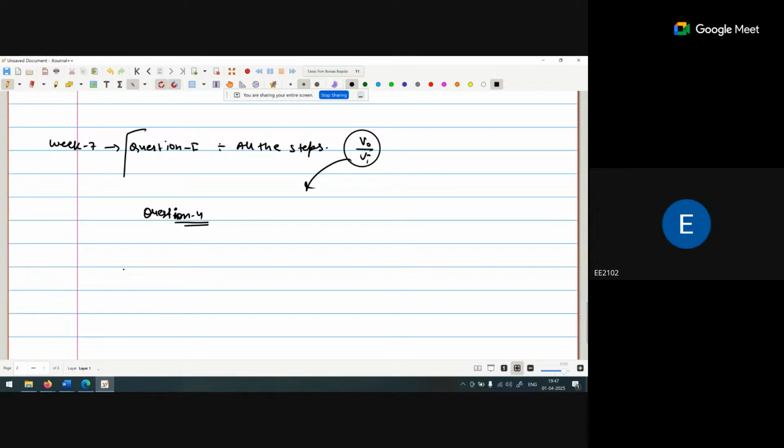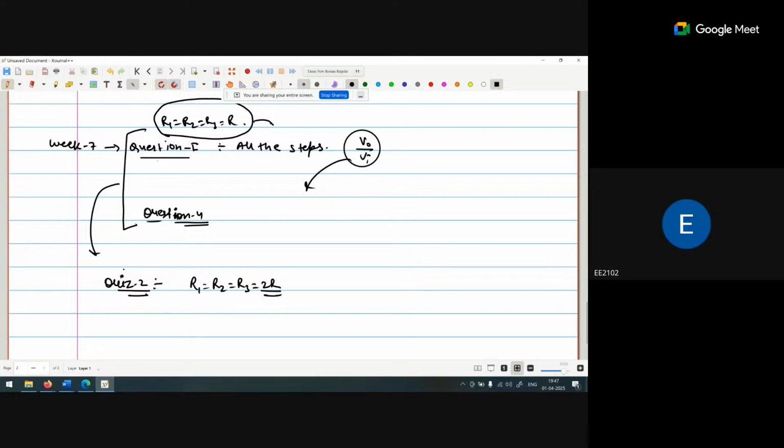Now, if we are talking about the quiz 2 part, in week 7, question number 1 to question number 4, we are taking R1 equal to R2 equal to R3 equal to R. We solve questions 1 to 4 by this assumption. Now in quiz 2, we are taking R1 equal to R2 equal to R3 equal to 2R. If we are using 2R, all my calculation will be changed.